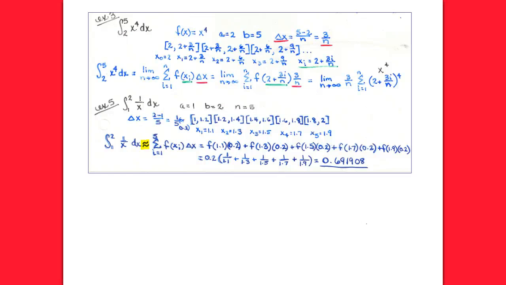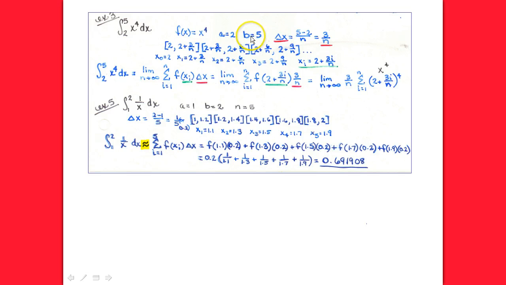Now, example number 3, they ask us to do something similar. However, in example number 3, they ask us to give the setup only for this definite integral. We don't actually have to evaluate and come up with the numerical value. We just want the setup. So as I'm looking at this, I can notice that a is equal to 2, b is equal to 5. My integrand is going to be my function, f of x is equal to x to the 4th. So f of x, x to the 4th, a is 2, b is 5.